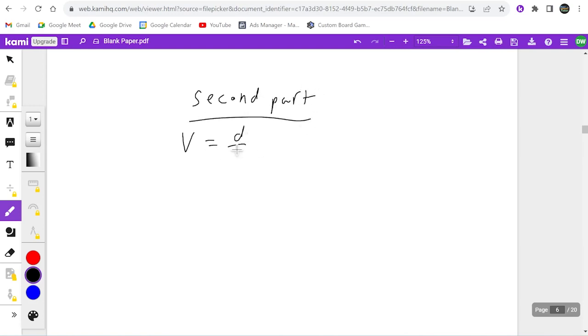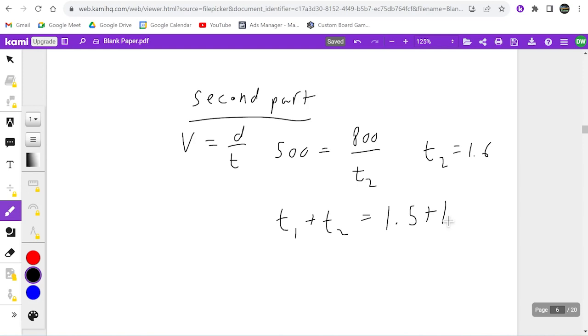V equals d over t again. The velocity this time is 500 equals the distance of 800 divided by t. This is t2 now. If you solve for t2, you end up getting 1.6. And obviously the final answer is just t1 plus t2. So 1.5 plus 1.6, we get 3.1, and that's hours. Any questions?